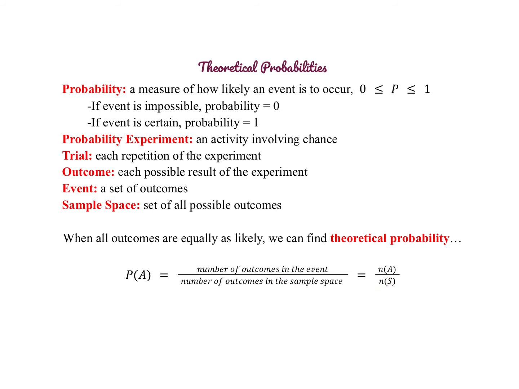Sometimes we see this written as the favorable outcomes over the total outcomes. But again, it's just the number of outcomes in event A over the total number of outcomes in the sample space.